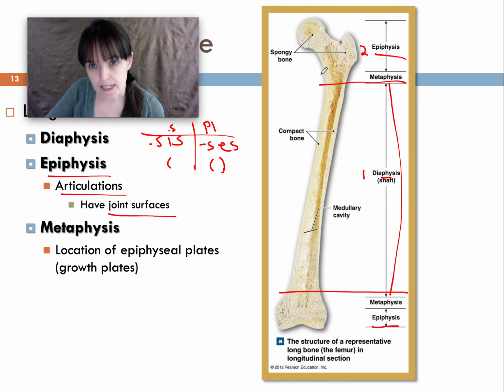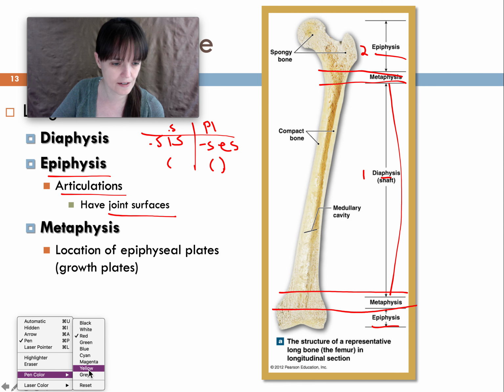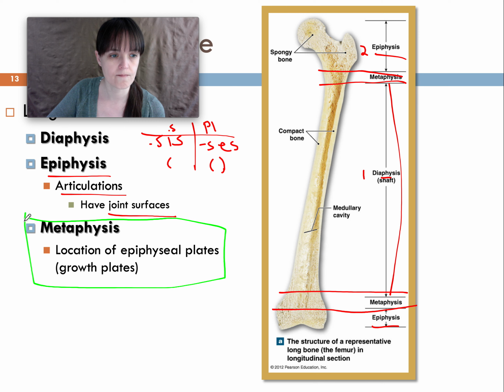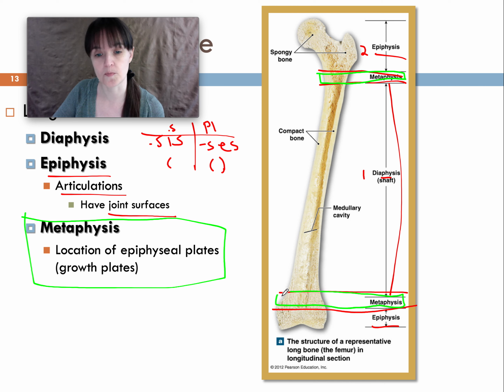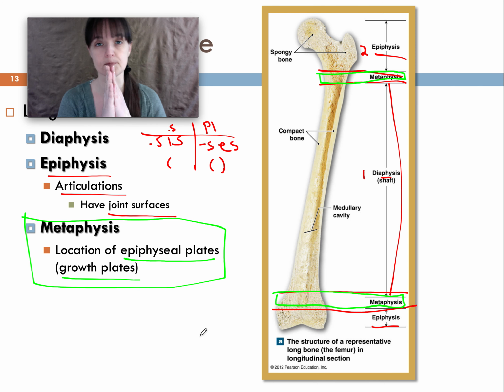And in between the epiphysis and the diaphysis, we need a different color here. I'm feeling green, like Christmas. Metaphysis. So the metaphysis, that got messy, is the location of the growth plate. And the growth plates are how a kid gets taller overnight. They're called the epiphyseal plates.